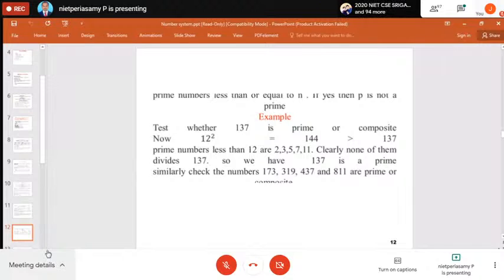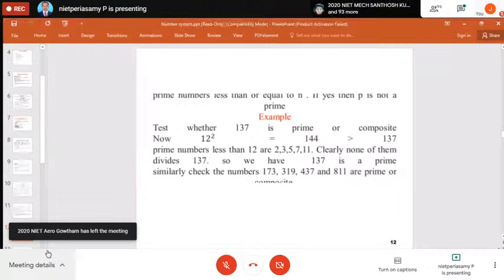Does 2 divide 137? No, sir. Does 3 divide 137? No, sir. Does 5 divide 137? No, sir. Does 7 divide 137? No. And also 11 divides 137? No, sir. So no prime number divides 137. From this we conclude that 137 is a prime number.